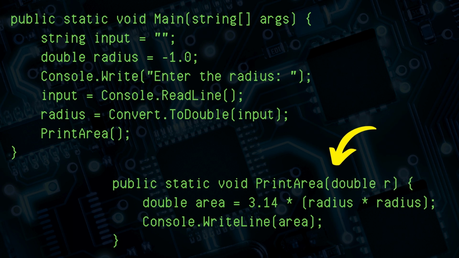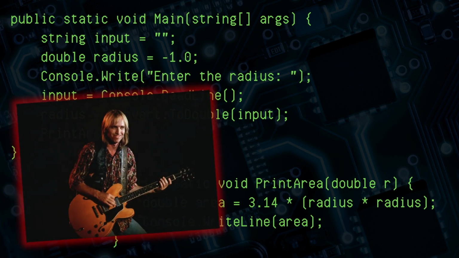A few things about this identifier. First is that we can name it whatever we want as long as we follow C#'s rules for identifiers, like not starting with a number. And since our parameter has a different scope than main, we could even use the same name and call it radius. What was that Tom Petty said again?